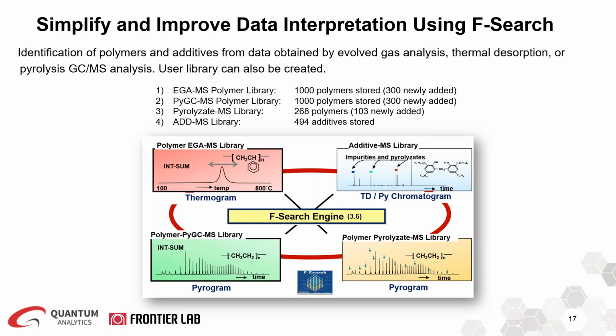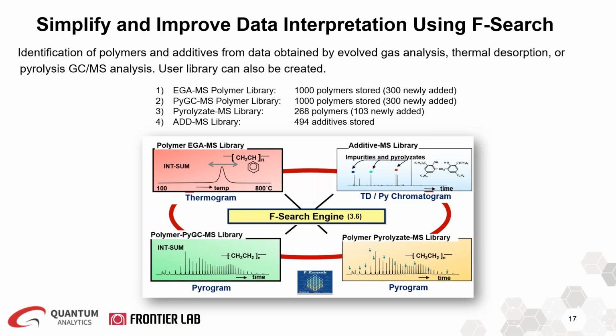I am using F-Search to analyze the data obtained. I found that F-Search is an excellent tool for data interpretation, and here are the reasons. The F-Search system consists of just software and 4 unique libraries, which allow me to select among the libraries for specific purposes. I can use the Polymer EGA MS library and the Polymer Py-GC MS library for integrated sum and find out the expected polymer in my samples.